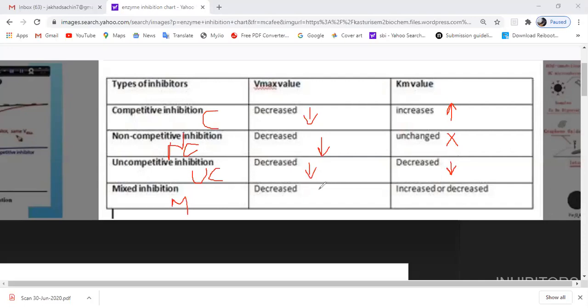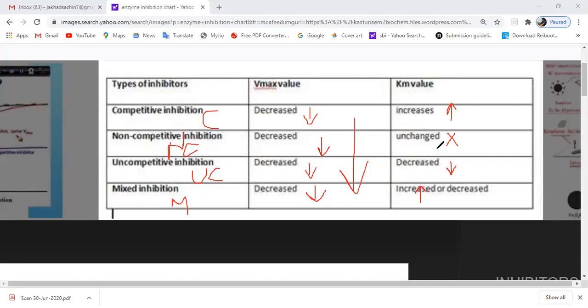In mixed inhibition, this is common to all. Vmax is decreasing in all the cases. So overall, this is decreasing. Whereas you need to remember the Km values. In the first case, it is increasing. In the second case, there is no change. In the third case, it will decrease again. In the fourth case, in mixed inhibition, this should generally increase, but in some cases, only in exceptions, it will decrease. So you need to remember it is increasing in this particular case.